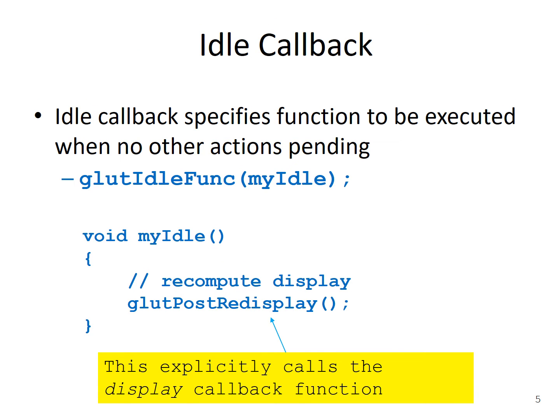We also have the idle callback function that we have discussed already. The idle callback function specifies a function to be executed when there is no other operation to be performed. We define this with glutIdleFunc and then give it a name, and then we write a function which will get executed every time the system finds itself to be idle. For example, we can write the glutPostRedisplay function call here, which will explicitly call the display callback function to refresh the frame.